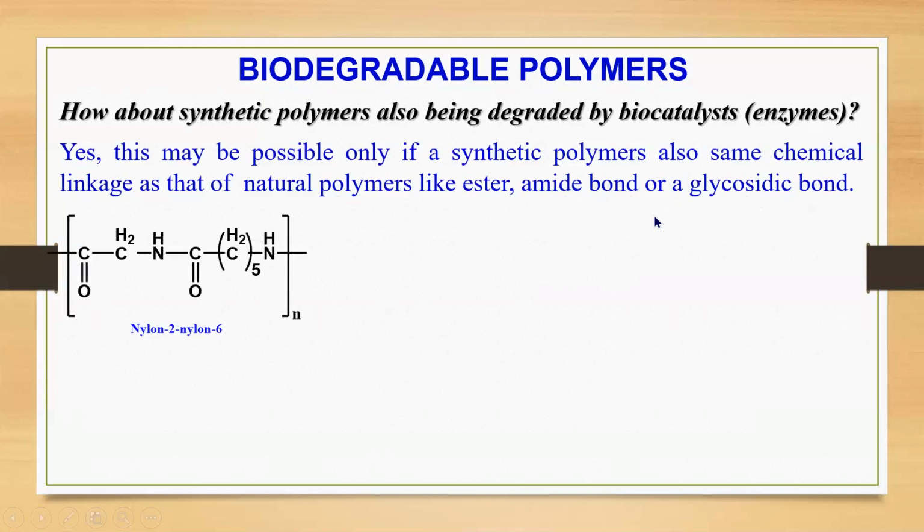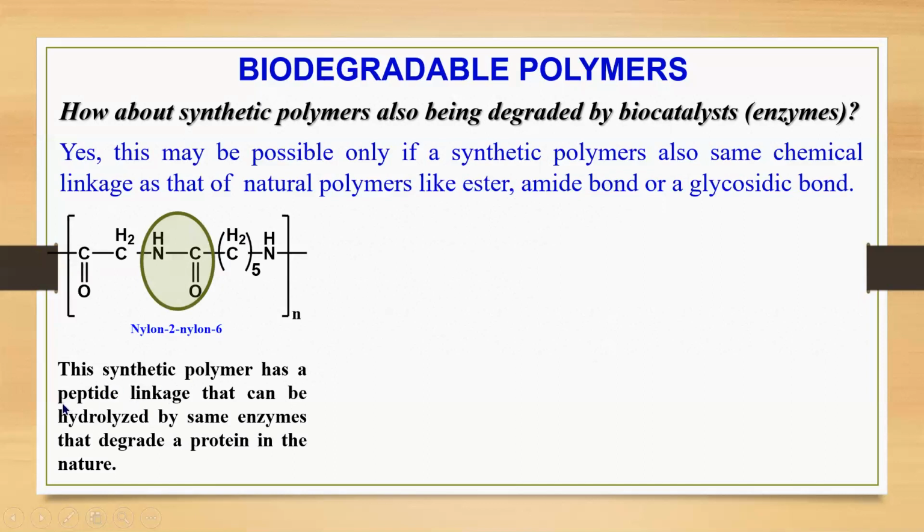Some of the biodegradable polymers, you have heard about nylon 6,6. So here is a polymer which is called nylon 2,6, where we have a glycine and an amino acid with 5 carbon chains, and this is nylon 2,6. Now this synthetic polymer has a peptide linkage that can be hydrolyzed by the same enzyme that degrades a protein in nature. So this is the linkage that can be broken down by the same enzyme which degrades different proteins. So this becomes a biodegradable polymer.